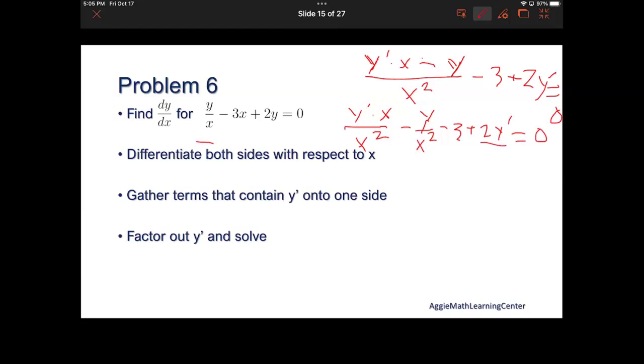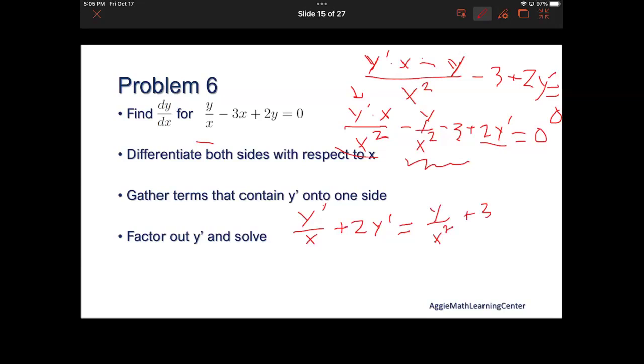That's our 2y prime, and that's this y prime times x over x squared. So I'm going to isolate that on the left side. I'm going to move everything else that's in this middle bit over to the other side. This also simplifies, so I'm going to simplify it. It's going to be y prime over x plus 2y prime is equal to y over x squared plus 3.